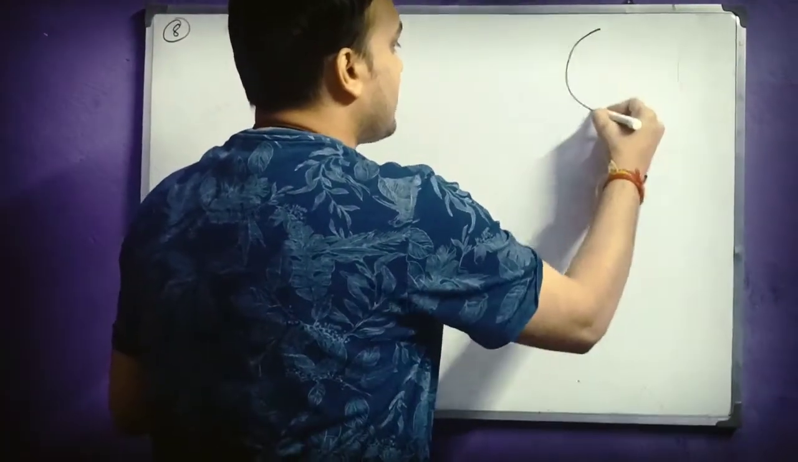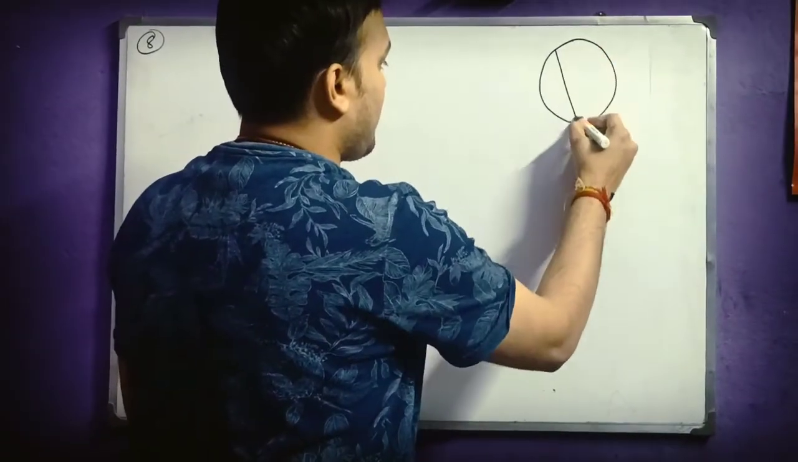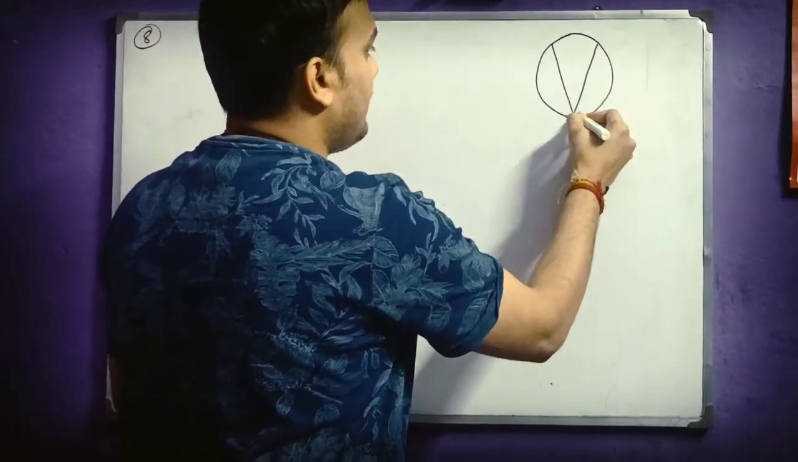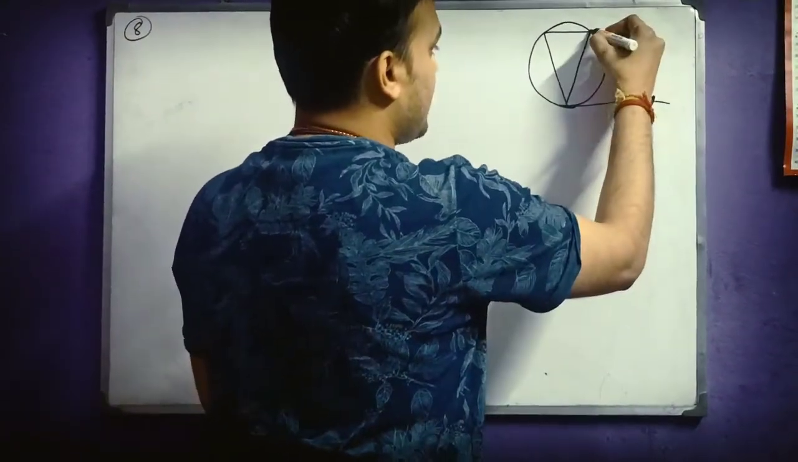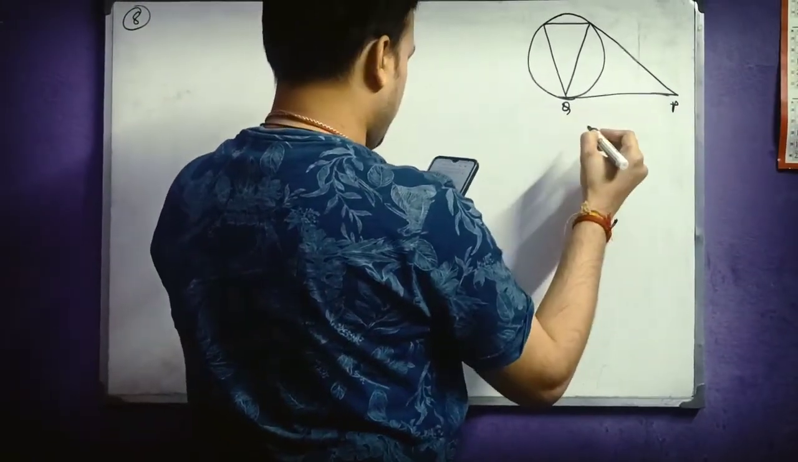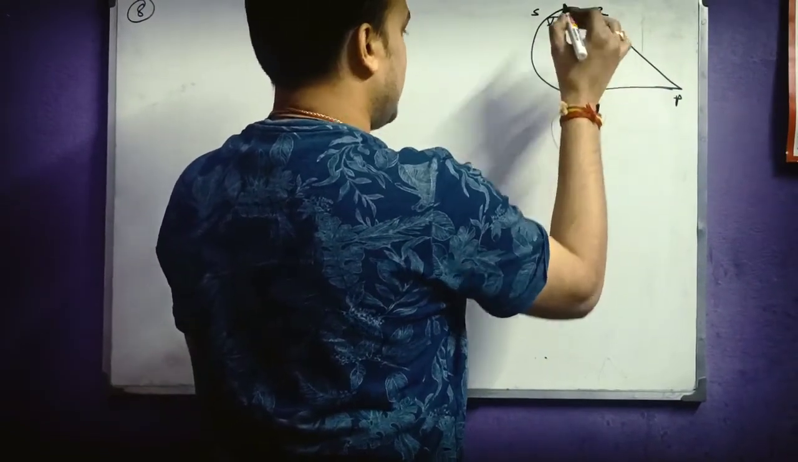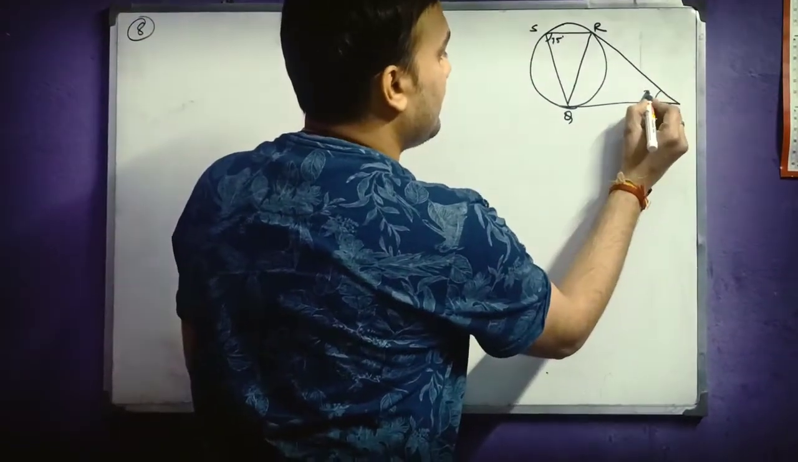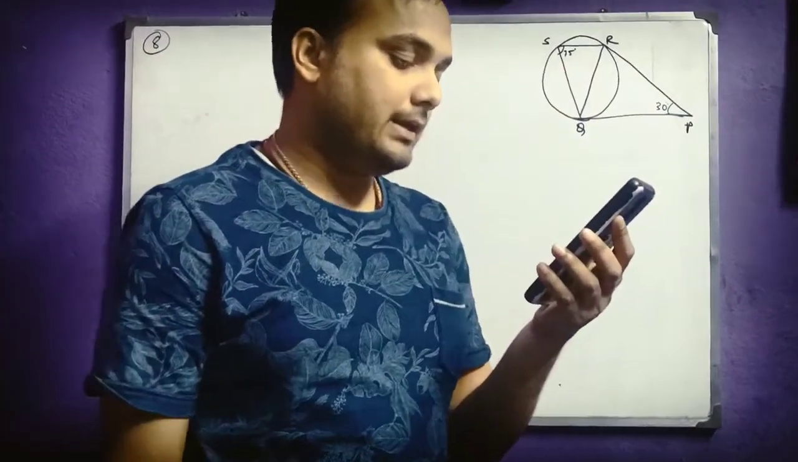So students, in question number 8 you can see there is one diagram given which looks like this. We have a circle like this. Inside the circle we have a triangle like this, and then this is a tangent, and this is also a tangent meeting at this point. It is P, this is Q, this is R, this is S, this is 75 degree, and this one is 30 degree. So in the given figure all these things are given, and we have to find angle RQS.